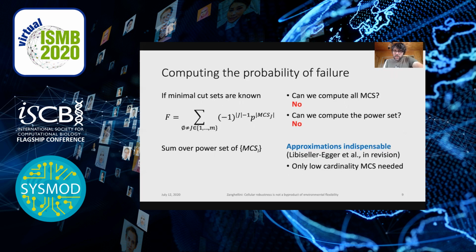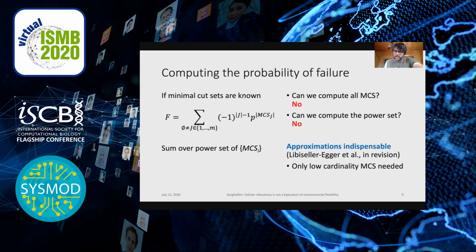And even if we could, then we have the problem to compute the power set of all these minimal cut sets if we just calculate, and that we can't do either. So there are some approximations that we need to do anyways. And we have been writing a paper that's currently in revision, and it turns out essentially we don't need to have all minimal cut sets. We just have to have those minimal cut sets with low cardinality.